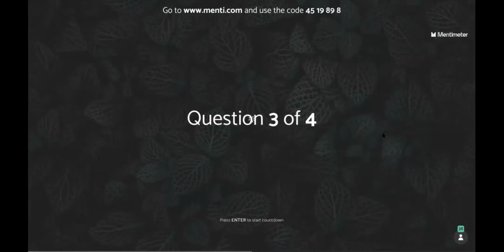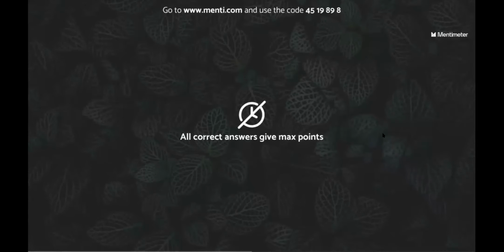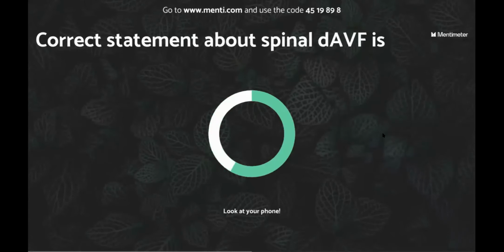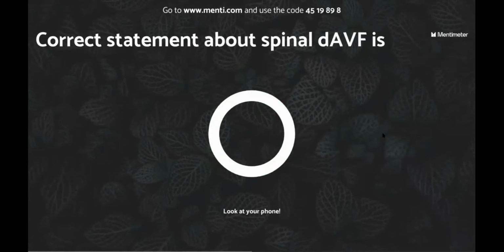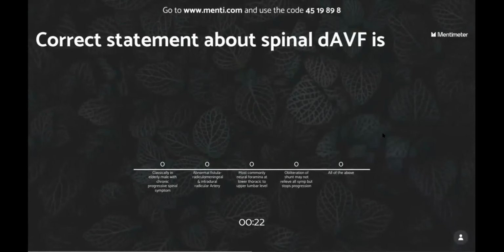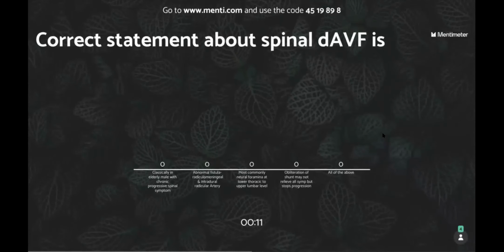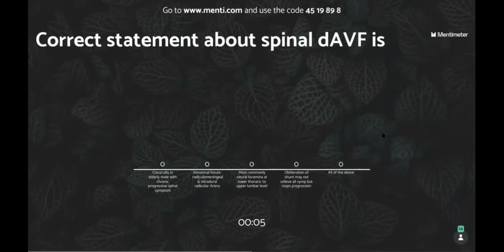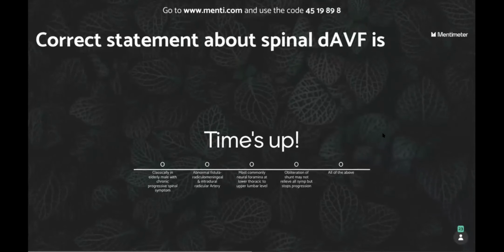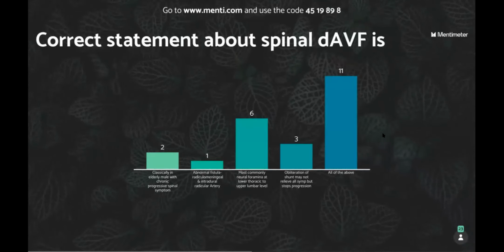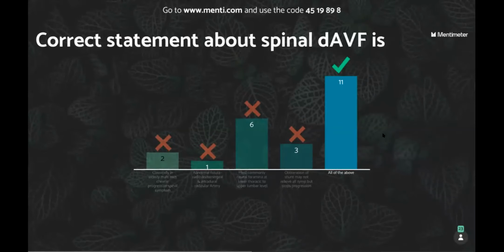Now we go to question number 3. The correct statement about spinal dural AV fistula is, you have to choose one of them. Classically, it occurs in elderly males with chronic progressive spinal symptoms; it is an abnormal fistula between a radicular meningeal and intradural radicular artery, most commonly found in the neural foramina at lower thoracic to upper lumbar levels; and obliteration of the shunt may not reverse all symptoms but stops progression. The fifth option is all of the above. This time again, the maximum people have answered the right answer.